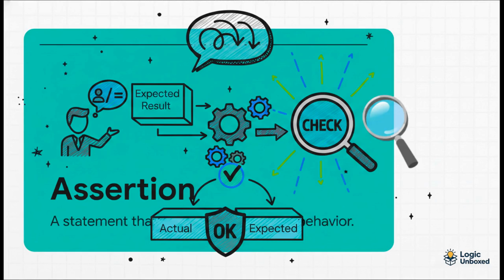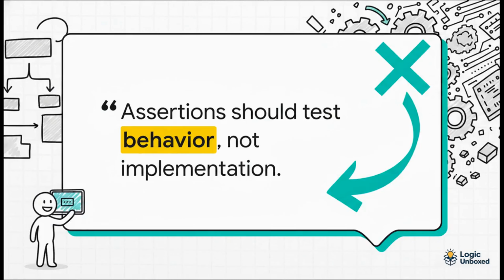It's the verification step. Now listen up, because this is a senior level rule that will save you so much pain down the road. Your assertions should test behavior, not implementation. Let me say that again, behavior, not implementation. Why? Think about it. Implementation details, the specific way you wrote a method, can and will change all the time. That's what refactoring is.